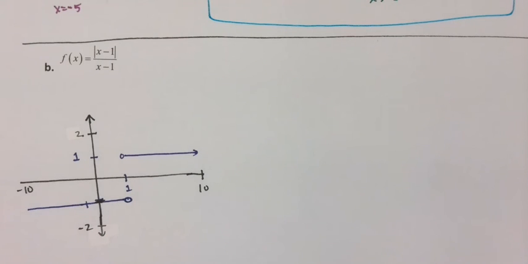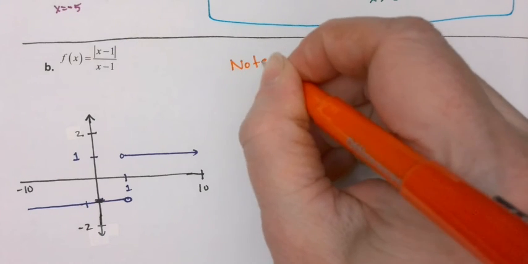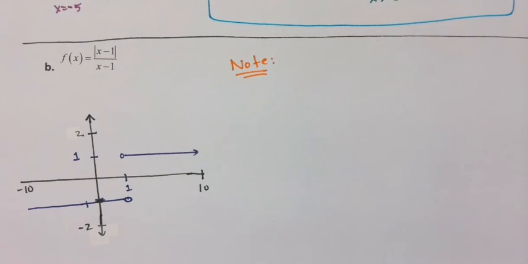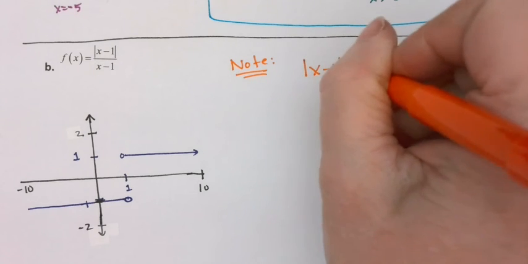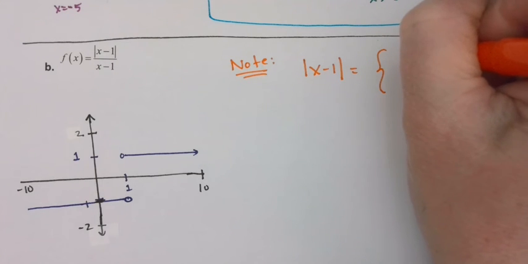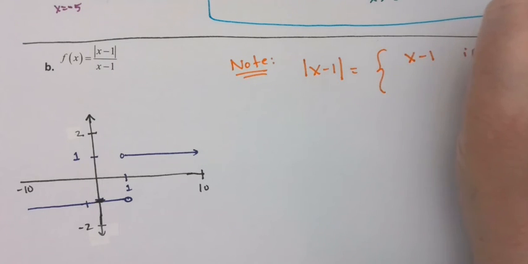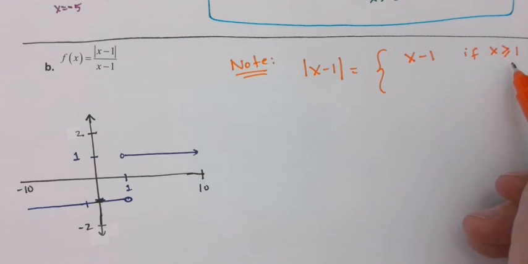Now the reason this happens is, let me just address absolute values for just a second. And hopefully your pre-calculus or algebra instructors taught this to you. But the absolute value of x minus 1 is equal to 2 things. It's called a piecewise function. It's actually x minus 1 as long as x is greater than or equal to 1. In other words, x minus 1 is greater than or equal to 0.